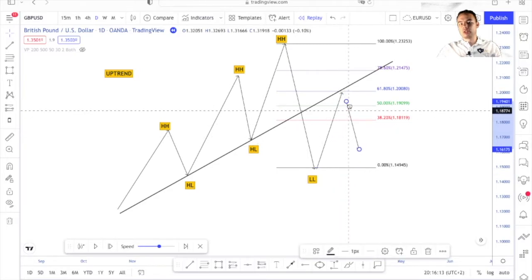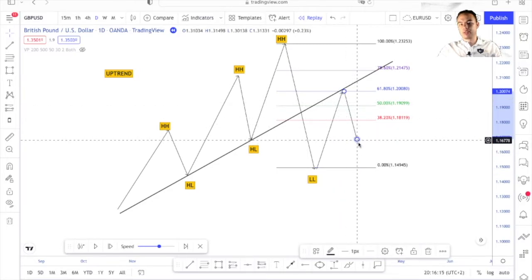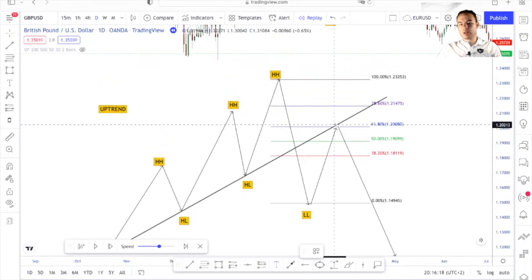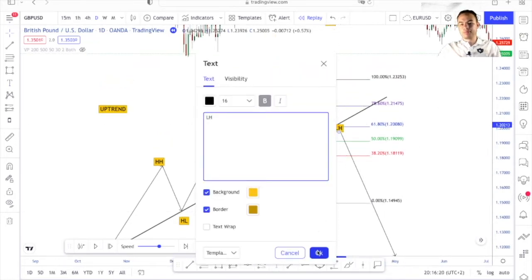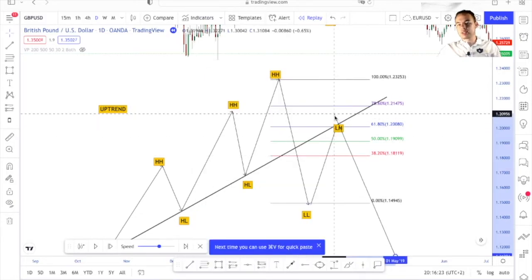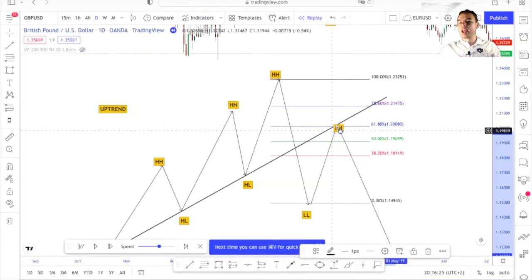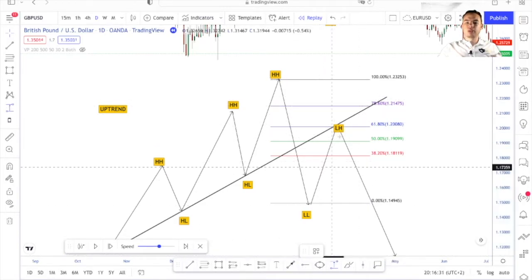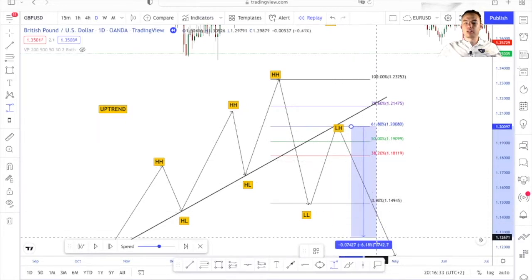So I'd look to sell over here because there's a possibility that the lower high will form here, because there's two confirmations. It's the 61.8% and the trend line break and retest. So then you would look to sell there and hopefully profit.